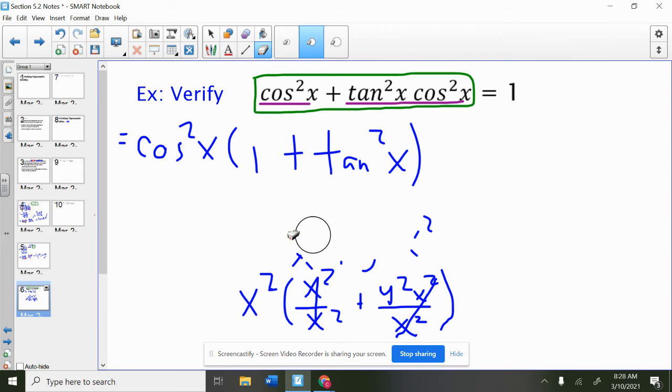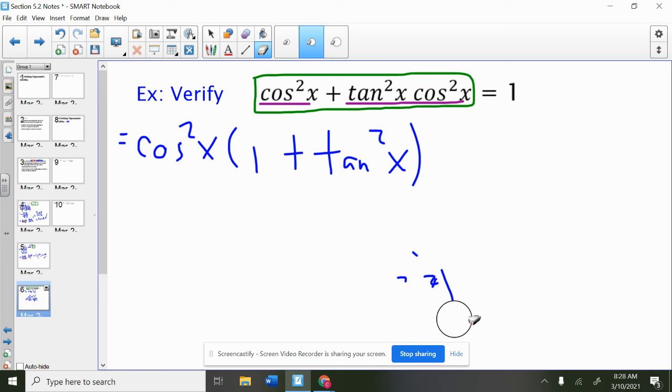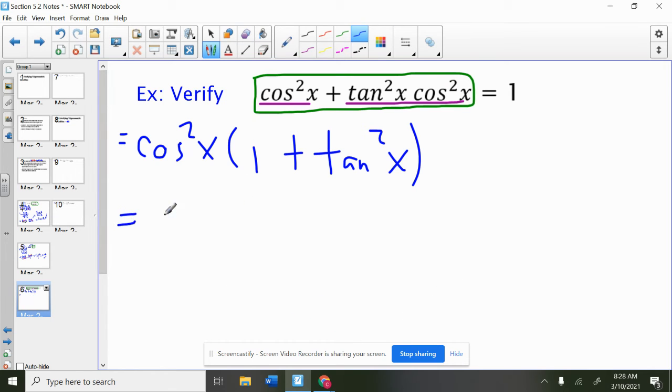And I know that's sometimes tough for people to see because you're doing it in a different way. But we are factoring like we've done before. And I'm just showing you this is one of the options. So here, this gives you cosine squared. I'm hoping you recognize this is an identity. This is a Pythagorean identity. 1 plus tangent squared. If you look at your Pythagorean identities, that's secant squared.